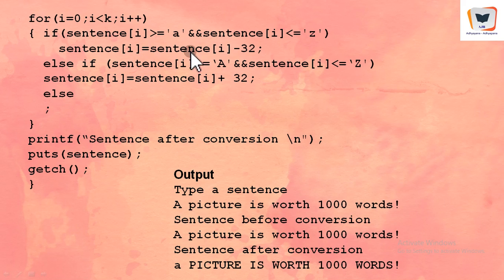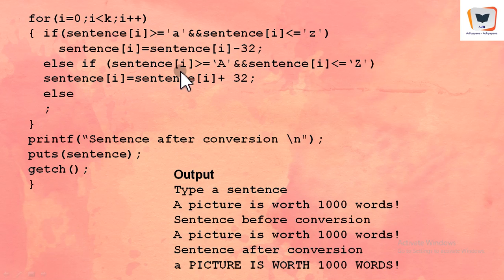Sentence[i] equal to sentence[i], that is a small letter, whatever appears here in the sentence, minus 32, because capital letter and small letter, as we discussed in our previous tutorial, have a difference of 32. While capital A is 65, the small a is 97. Like this the difference will be carried until z.